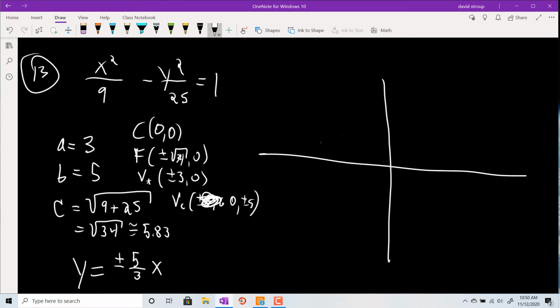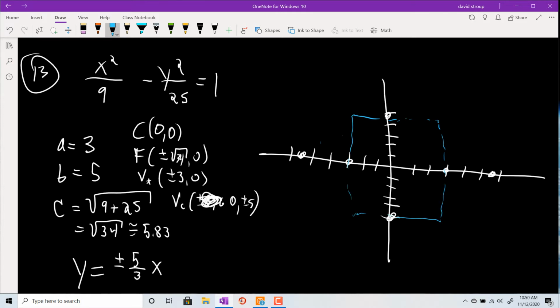So here we go. 1, 2, 3, 4, 5, 6. 1, 2, 3, 4, 5. I only went up and down by 3. I apologize. Get your box. Get your asymptotes.